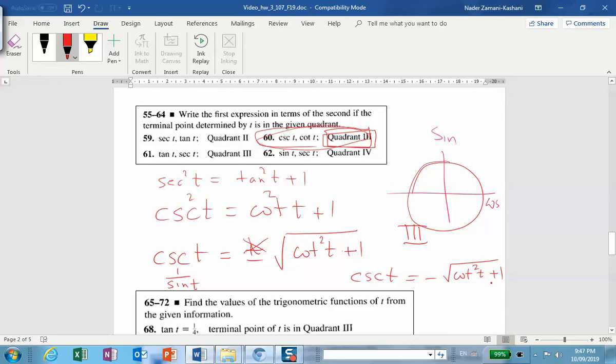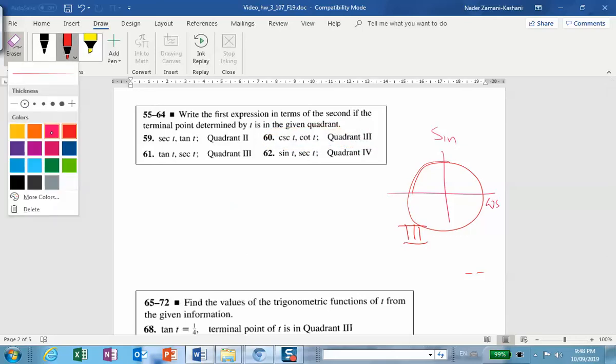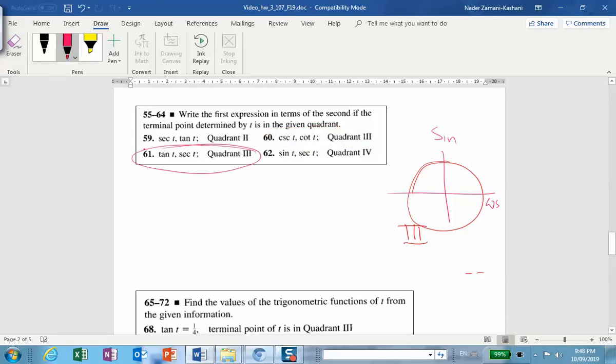Okay, we did 60. Let's go and do 61. Okay, so we're in quadrant 3, right there. And we have to write tangent in terms of secant. Remember this important identity.